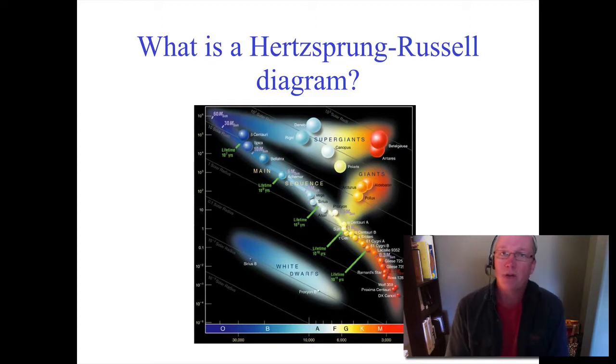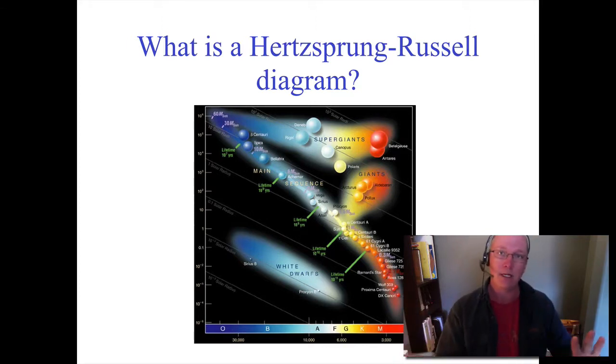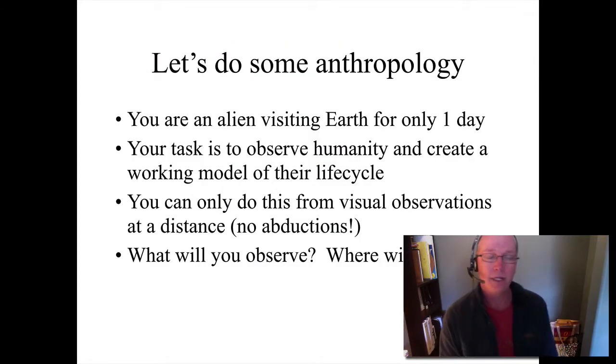The problem we face with astronomy is that there are all these stars out there, and they live for billions of years, and we can't just watch them evolve over time. We have to take a snapshot in time and see if we can figure out their entire billion-year life cycle by just looking at all the different statistical properties of all these stars. So we'll play a little game here. We're going to do some anthropology.